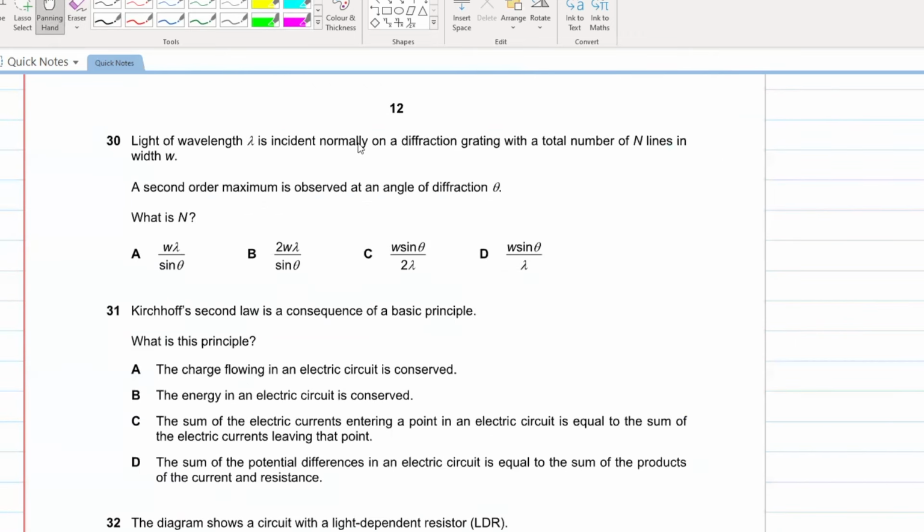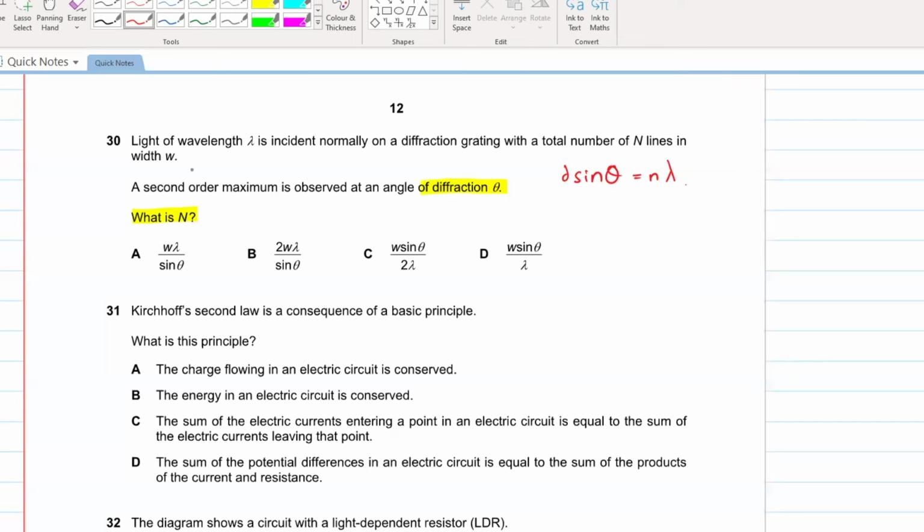Light of wavelength lambda is incident normally on a diffraction grating with a total number of lines N in width W. A second order maxima is observed at an angle of diffraction theta. What is N? You have to calculate N, the total number of lines in width W. Do you remember this formula? d sine theta is equal to n lambda.